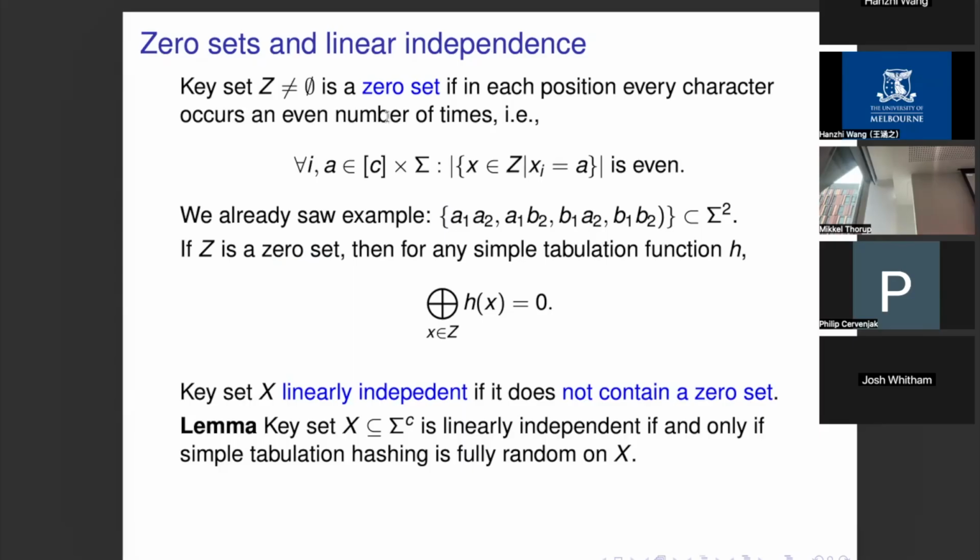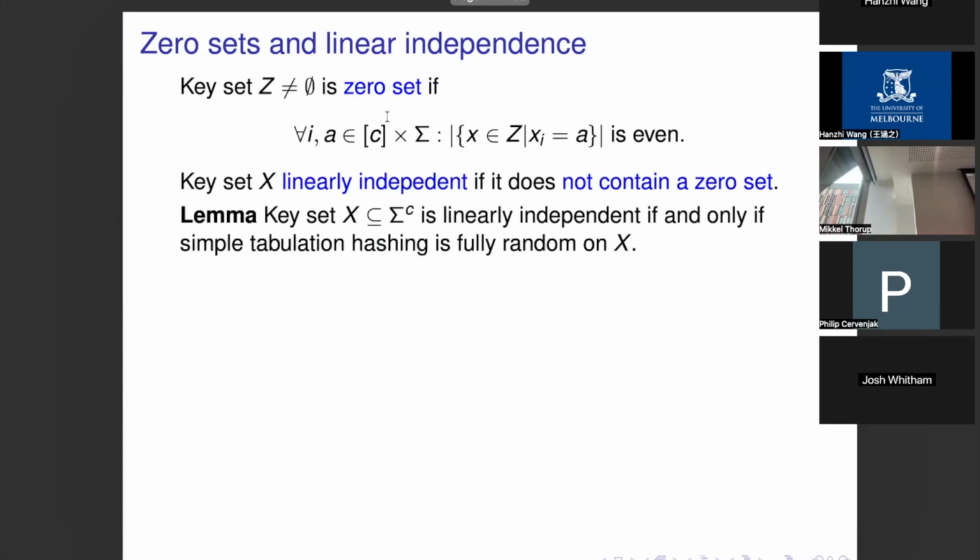Okay, so there's really only one bad case. That's these zero sets, where you have either complete dependence or no dependence. So that's a very nice situation.